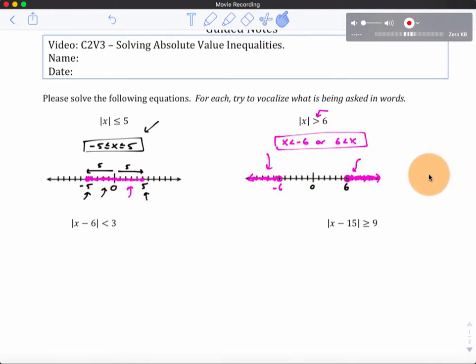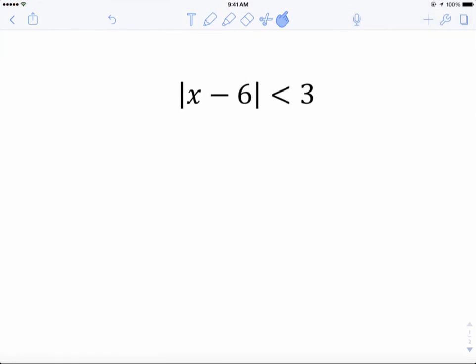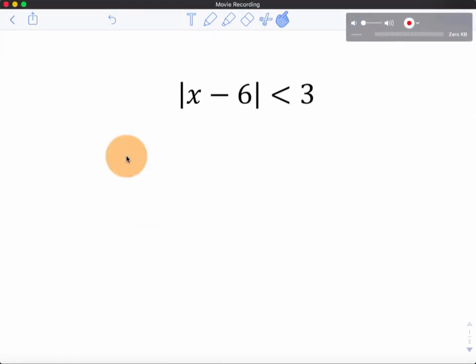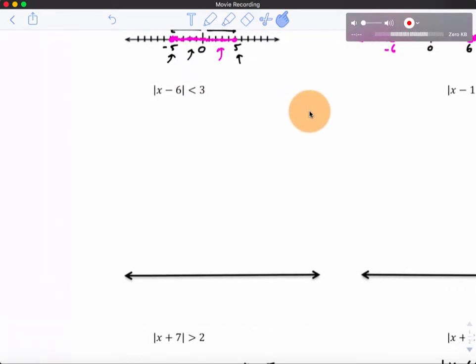Okay, now what happens if we start mixing up what's in our absolute value? Here is the way I like to think of this. You read this as the absolute value of x minus 6 is less than 3. We are asking for all numbers whose distance from 6, the absolute value of the difference, you can just think of this as the distance, is smaller than 3. Okay, do we have a number line? I do.